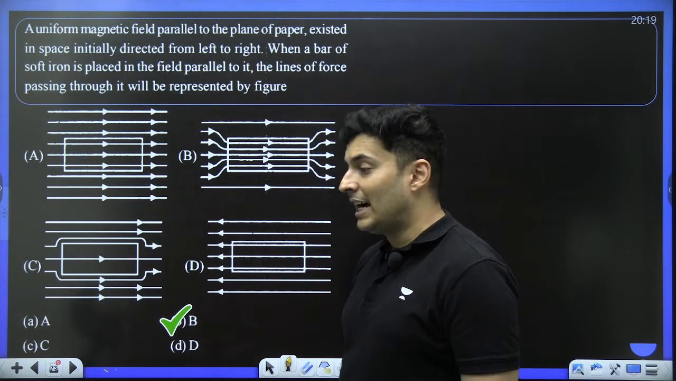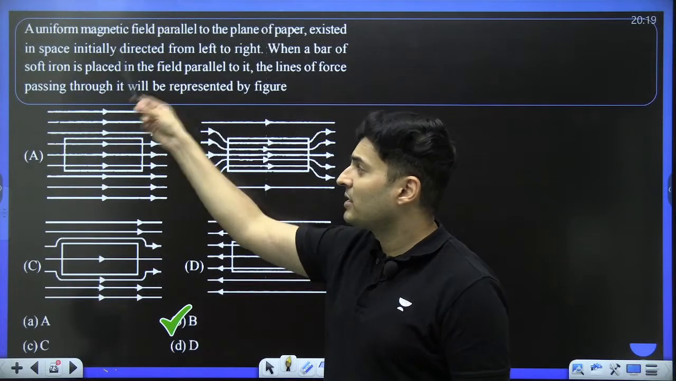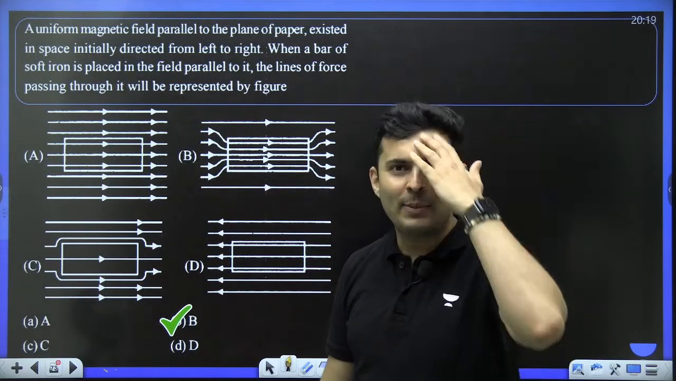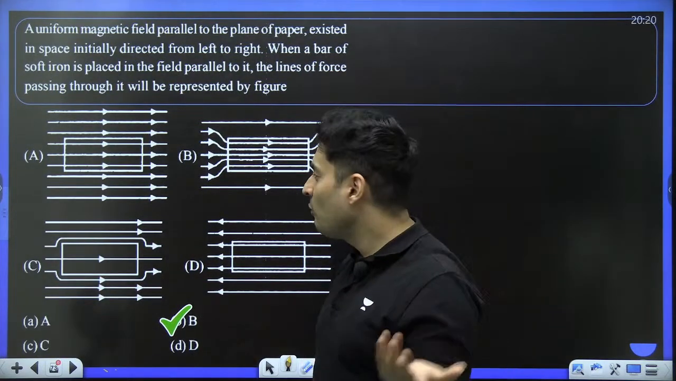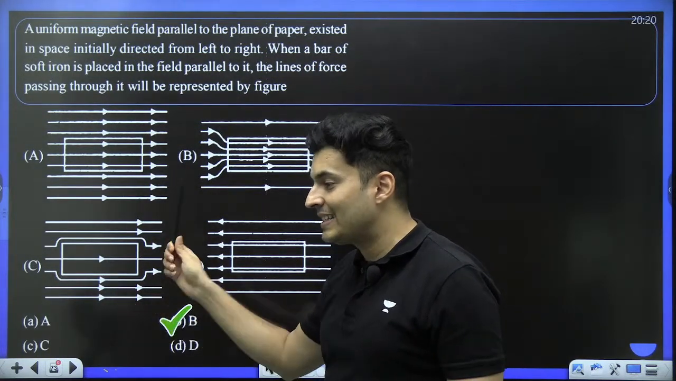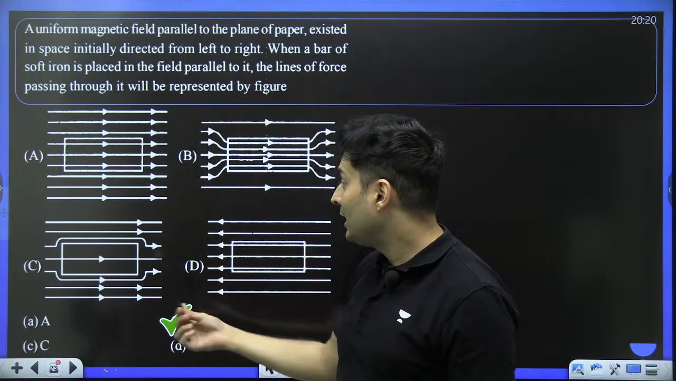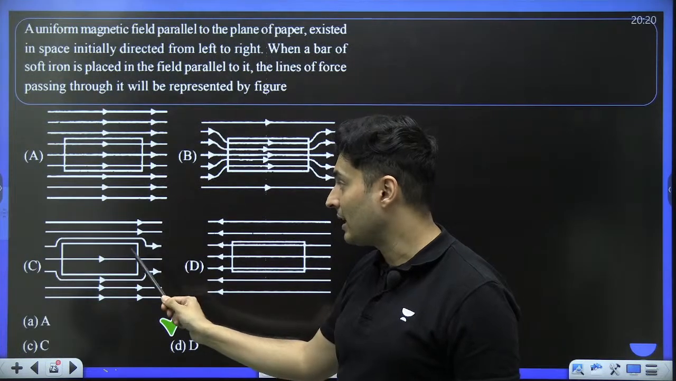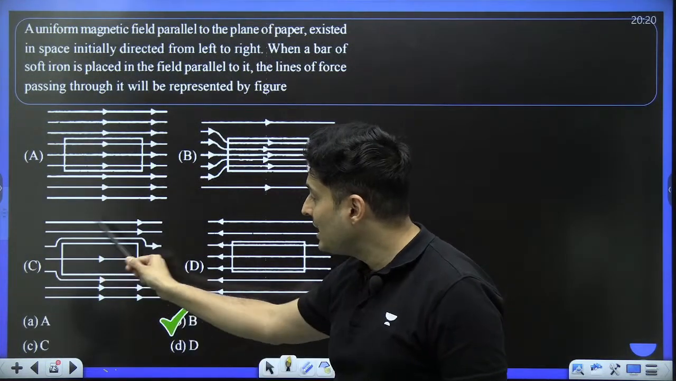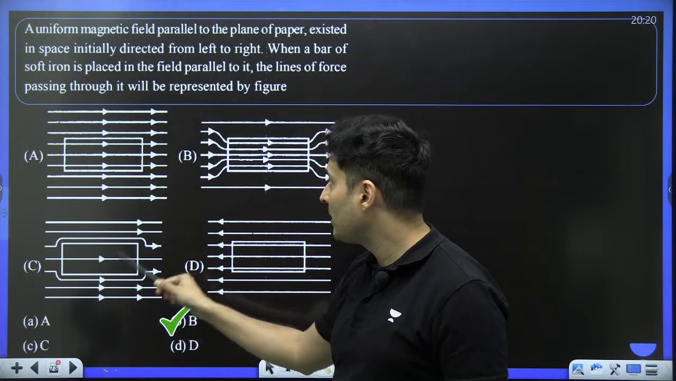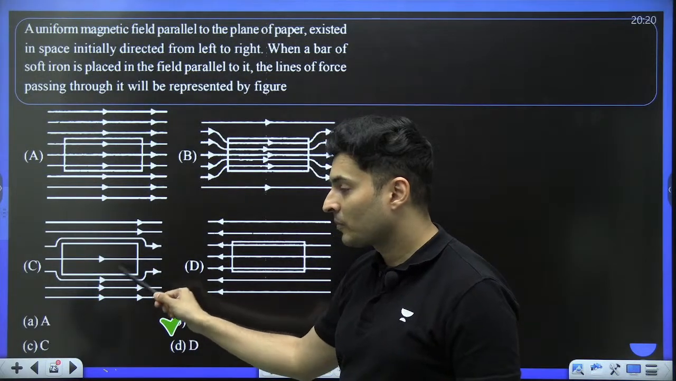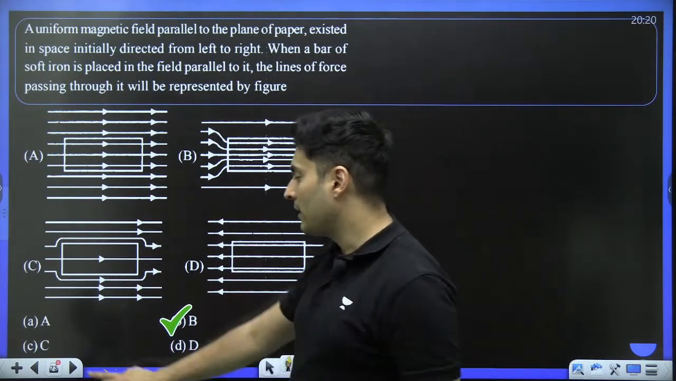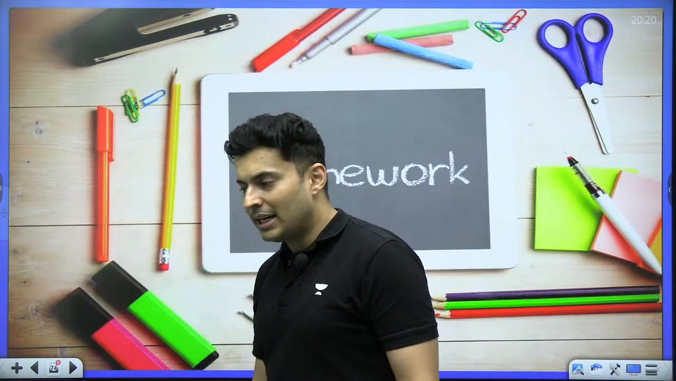Which will be the graph for diamagnetic material? Imagine this was not soft iron. This was given to be water. Water is a diamagnetic material. So if it was given to be water, then the graph will be C. No, no, not D. It will be C. It will become weaker. Do you see the field lines are repelling? So it will become slightly weaker. That will be C for diamagnetic. Perfect. So that completes the chapter.